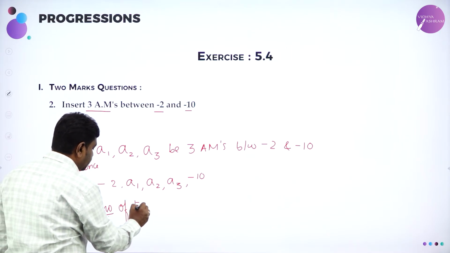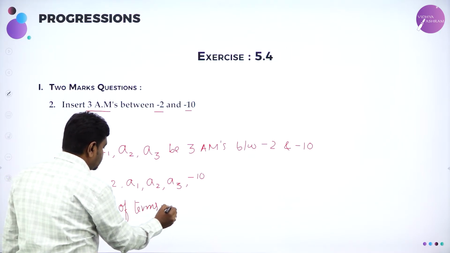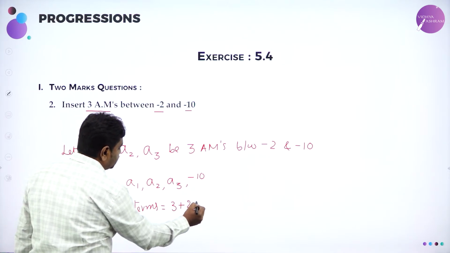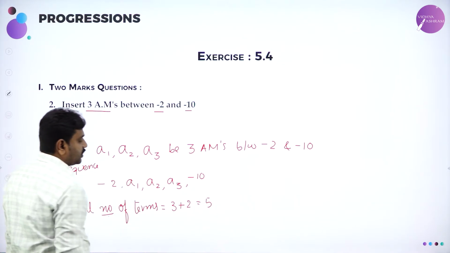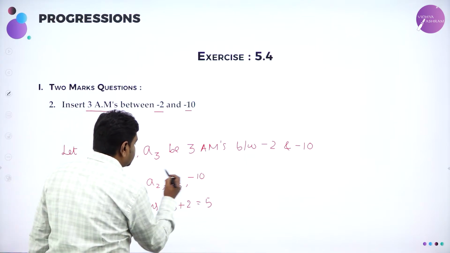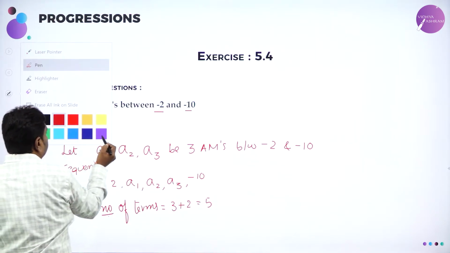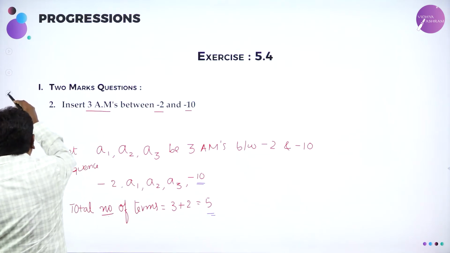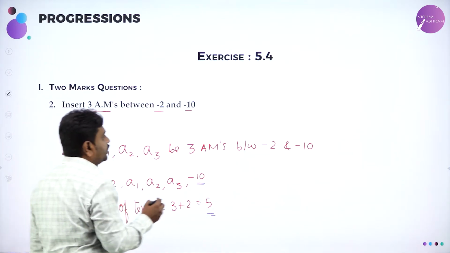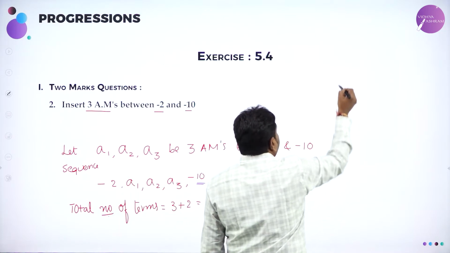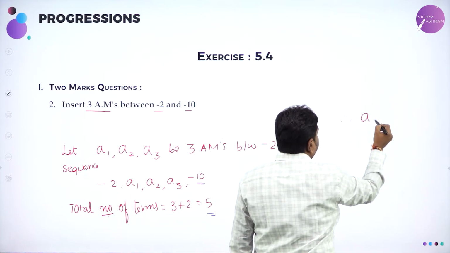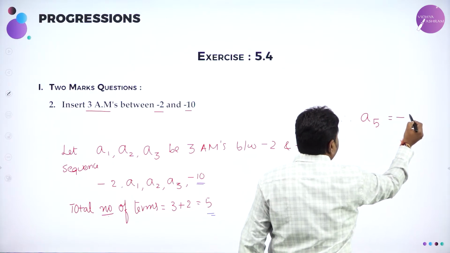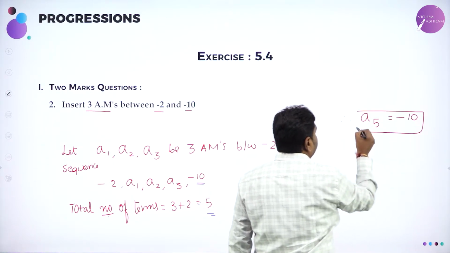So the total number of terms is simple: 3 plus 2. We introduced 3 and 2 terms are existing, so the total number of terms is 5. The last term, this minus 10, is the 5th term. There are totally 5 terms. Therefore the 5th term A5 is, what is given? Minus 10. So this is what you need to identify.